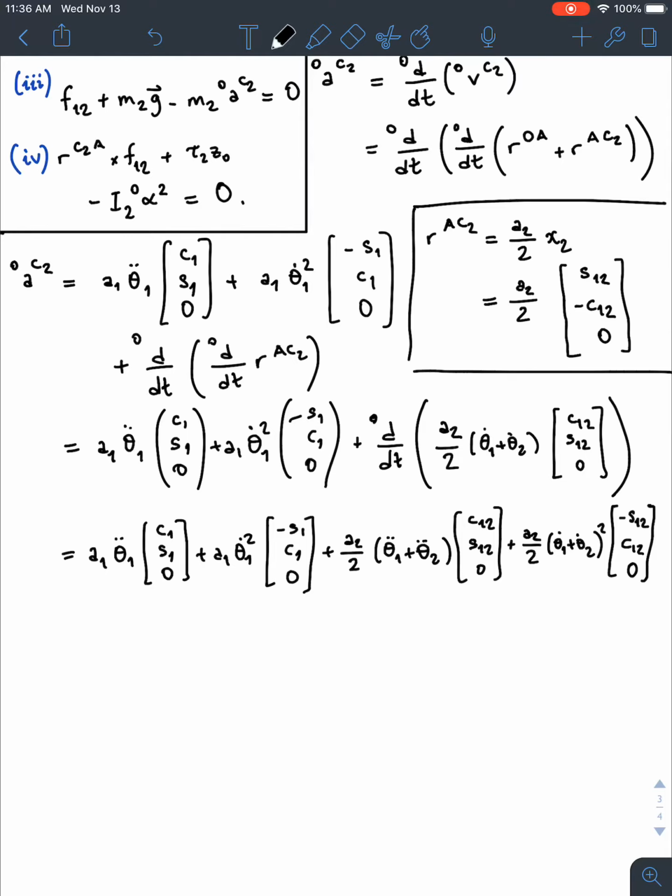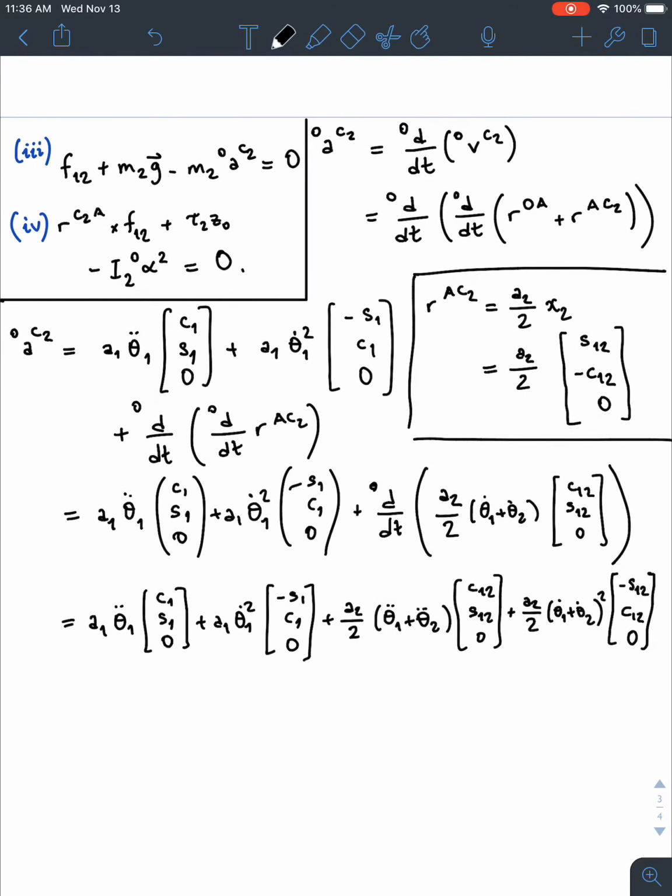Okay, so that's the acceleration of the point C2 written in terms of theta 1 dot, theta 1 double dot, theta 2 dot, and theta 2 double dot. Yeah, it's a pretty long expression, of course. Now we need to move this all the way back over here and insert it right there.